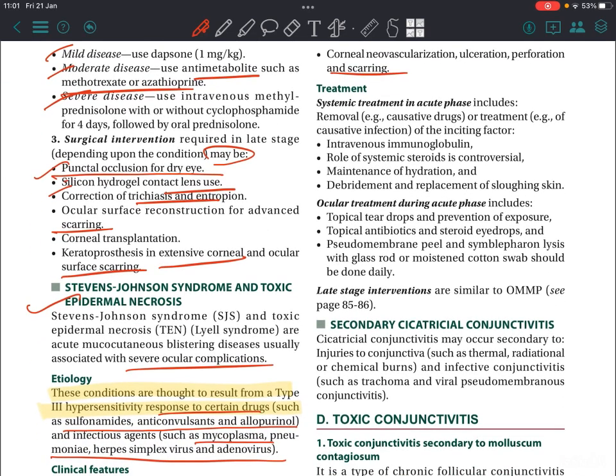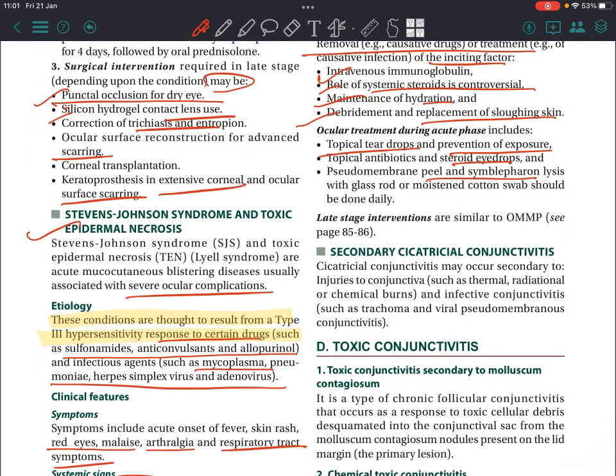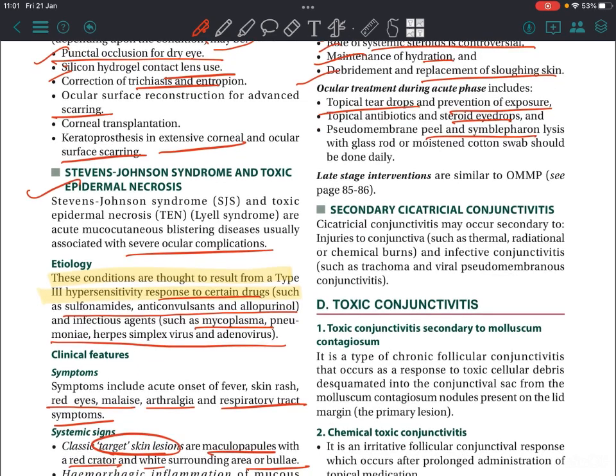Treatment: systemic treatment in acute phase includes removal of causative drugs or treatment of causative infection, inciting factors, intravenous immunoglobulin. Role of systemic steroids is controversial. Maintenance of hydration, debridement, replacement of fluids. Ocular treatment during acute phase includes topical tear drops, prevention of exposure, topical antibiotic steroid drops, pseudomembrane peel, symblepharon lysis with glass rod or moistened cotton swab. Late stage interventions are similar to OMMP.